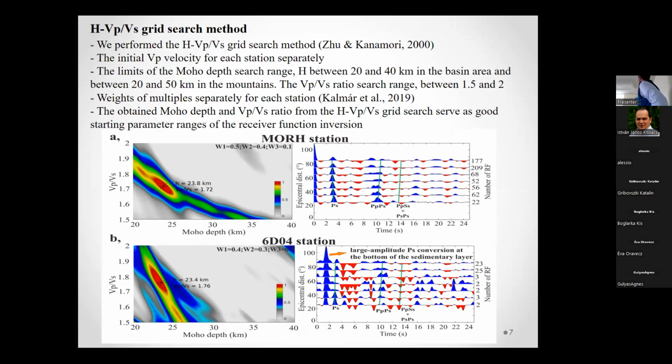very nice if you sort it by epicentral distance. And the other case is located in the Great Hungarian Plain, in thick sediment. The receiver function is not so fine, but we can observe the Moho depth and Vp/Vs ratio of the crust. So it was the first estimate of the Moho depth and Vp/Vs ratio of the crust, and these results serve as a good starting parameter range for the receiver function inversion.